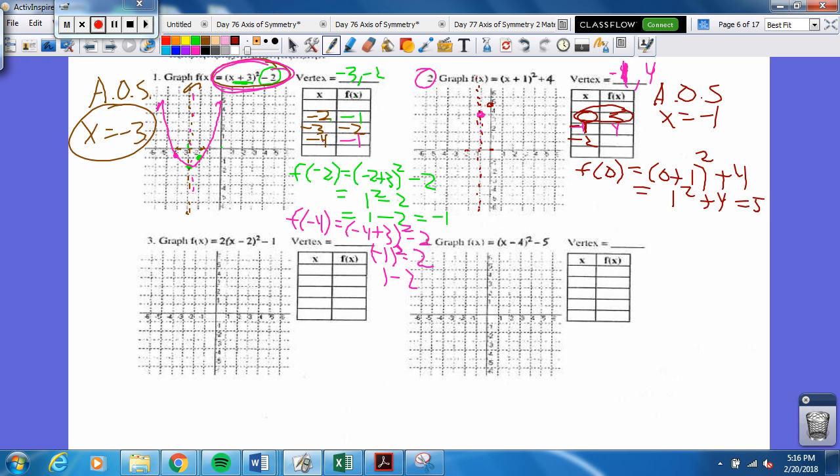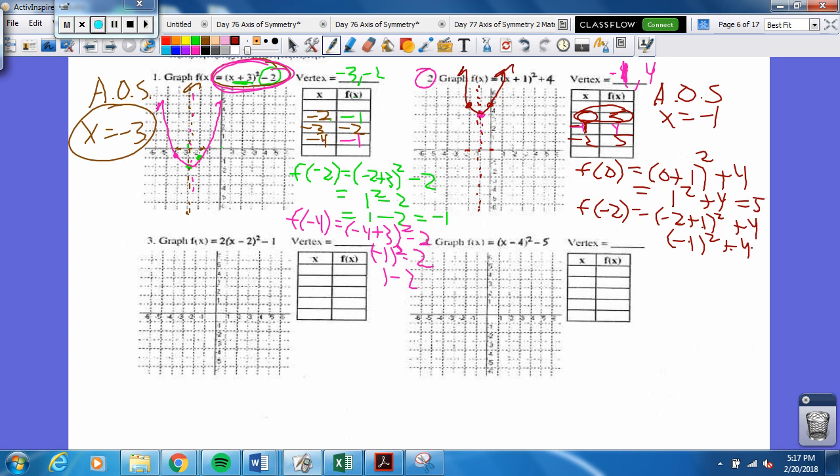Cool. All right. So f of negative 2 is negative 2 plus 1 squared plus 4. Okay, negative 2 plus 1 is negative 1 squared plus 4, which is just 1 plus 4, which is also 5. So negative 2, 5. Boom. So whoop, whoop. There's my parabola. Looks like that.